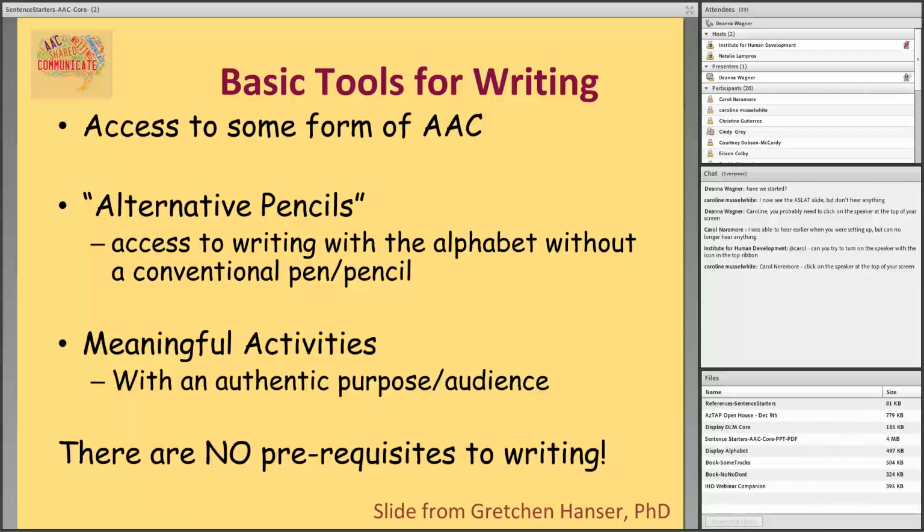We're going to talk about what would be good forms of AAC for starting, and then a form of an alternative pencil, a way to write, including access to the alphabet for students who can't use a regular pen and pencil. And the last thing that I think is the most important point on this slide is that our writing activities need to be meaningful. We need to make sure that we have an audience and a purpose. You don't need to be ready to do writing. We just need to figure out why we're doing it at all.